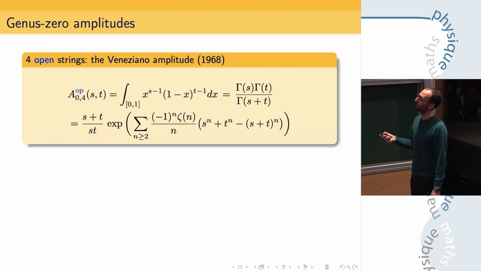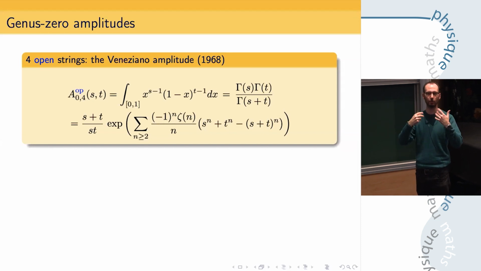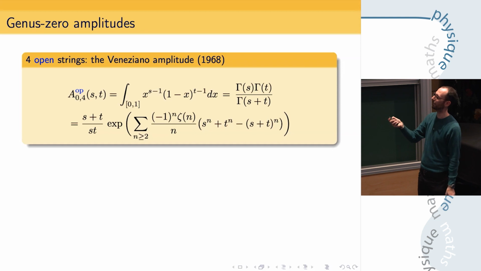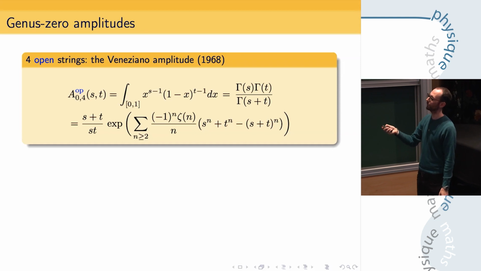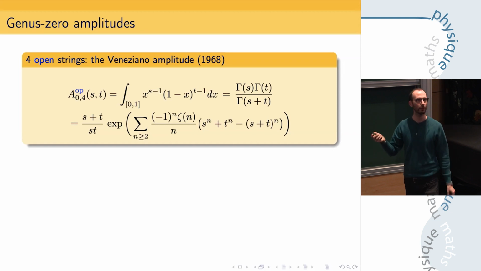So probably Pierre already explained to you why for open string 0,4 the domain of integration is 0,1, but let me remind. So you have these 4 strings on the disk, but then by conformal symmetry you can fix 3 of the punctures at 0, 1, infinity, and then you have another one which is still varying, and you can put it, for instance, between 0 and 1.